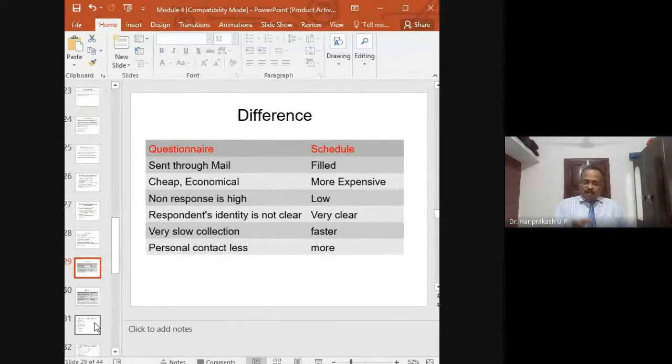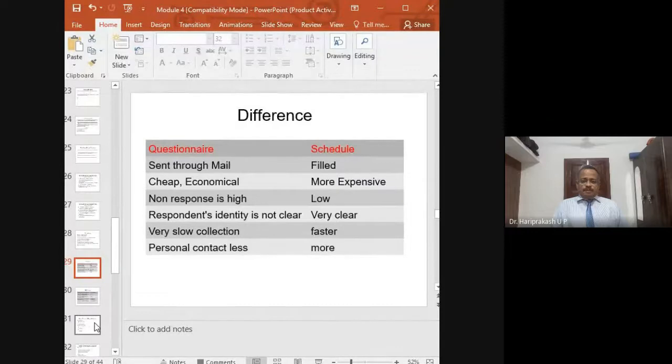A questionnaire is cheap, it is economical. Compared to a schedule, it is much cheaper. Whereas a schedule is more expensive because it contains a lot of data, and you will have to have an enumerator. For example, if you want to fill 1,000 questionnaires, you can just send them through social media or other mails. One person is sufficient, the researcher himself; he need not employ anybody. But for filling 1,000 schedules, it will take a lot of time and manpower. You will have to employ enumerators. They will have to visit 1,000 houses and then collect data. So in that way, it is more expensive.